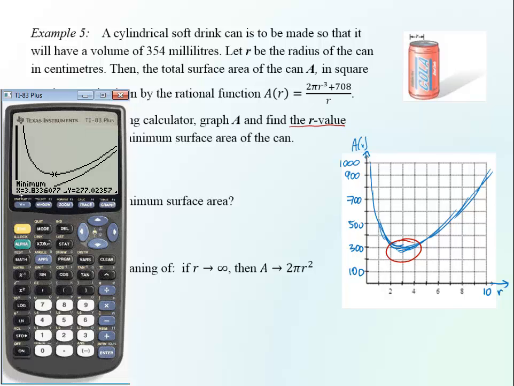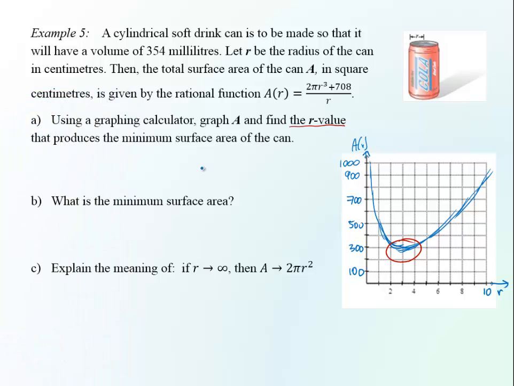Here's the minimum. The r should be around 3.83, and the minimum surface area at this point will be 277 centimeters squared. We found that r minimum is approximately 3.83 centimeters. Now for the question, what is the minimum surface area? This time we're looking for the A of r value, that's the minimum value. And it turned out that A minimum is approximately 277 square centimeters. Make sure that you check this on your calculator by yourself.